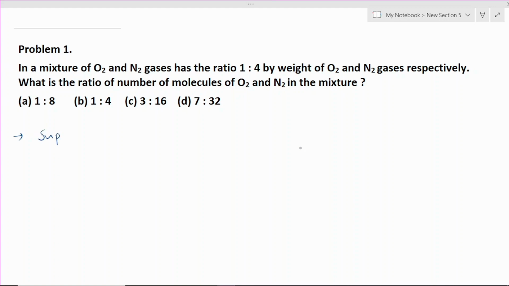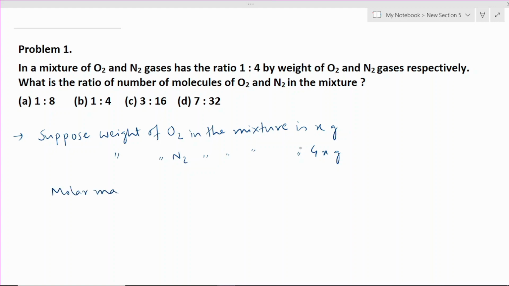Suppose weight of O2 in the mixture is x gram and weight of N2 in the mixture is 4x gram, as the ratio is 1:4, and we know that the molar mass of O2 is 32 gram per mole and molar mass of N2 is 28 gram per mole.